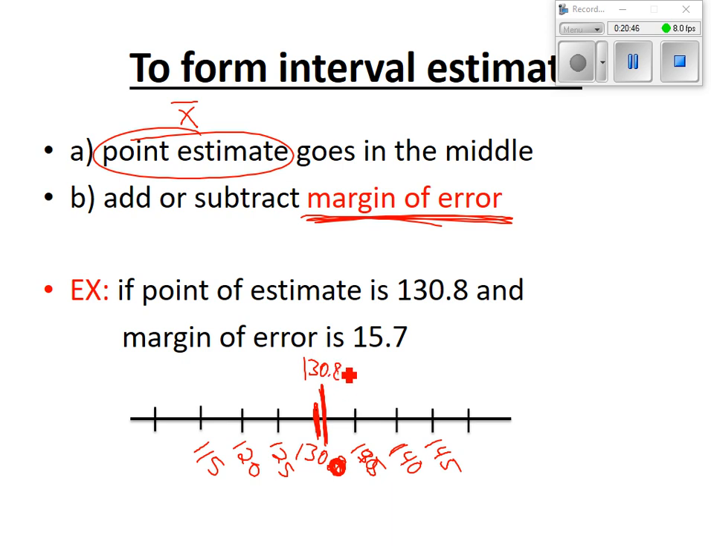And then with our margin of error, we add to get the high limit and subtract to get the low limit. So we take 130.8, somebody help me out, what's 130.8 minus 15.7? 115.1. So that would be somewhere right here, and we put a parenthesis right there. I think you did some of this in pre-calc where you put parentheses on the number line to show where things start and end.